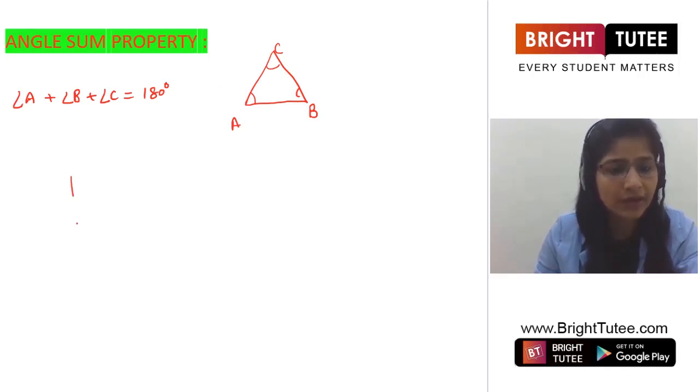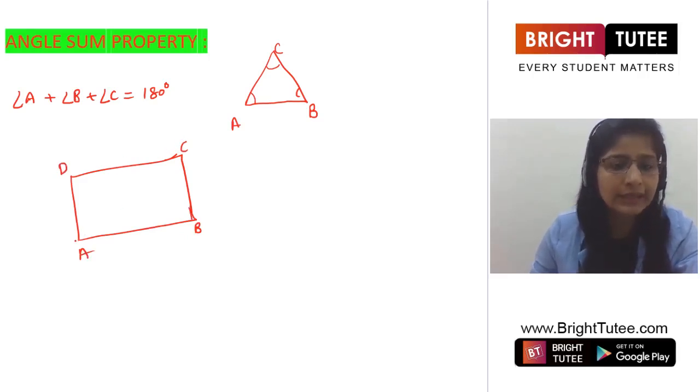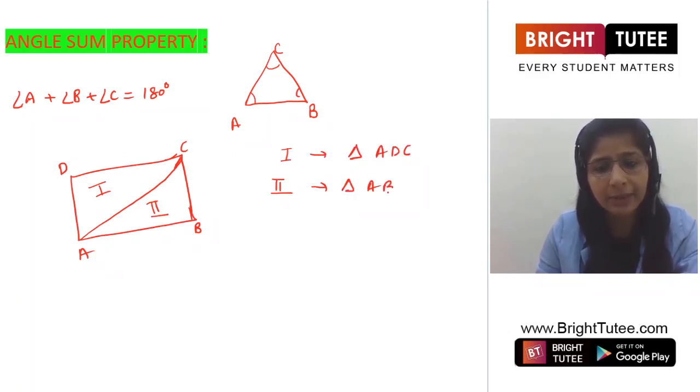Let us draw a quadrilateral now. So suppose this is a quadrilateral. Let us name it as A, B, C and D. Now I will draw one diagonal that can be from A to C as well as from D to B. So let us draw it from A to C. Now we see that this diagonal divides this quadrilateral into two triangles. Let us name the triangles. The first triangle is triangle ADC and the second triangle is triangle ABC.